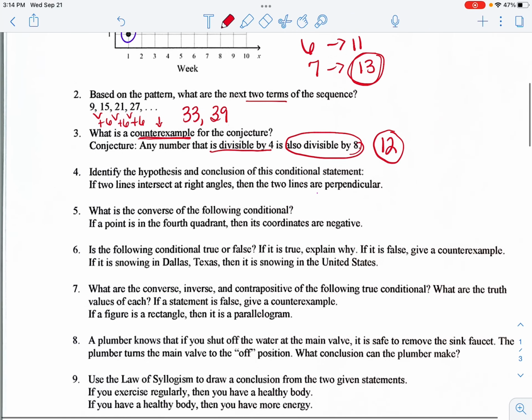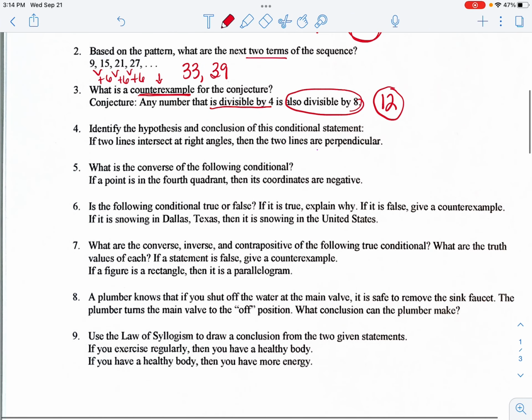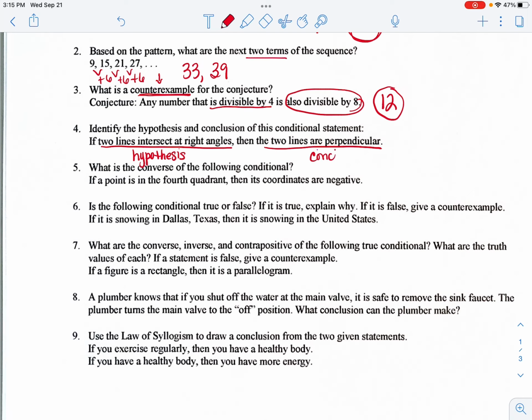Number 14, identifying the hypothesis and the conclusion of the statement. The part of the statement that's behind the if, so 2 lines intersect at right angles, that's our hypothesis. The statement behind the then, the 2 lines are perpendicular, that would be our conclusion.